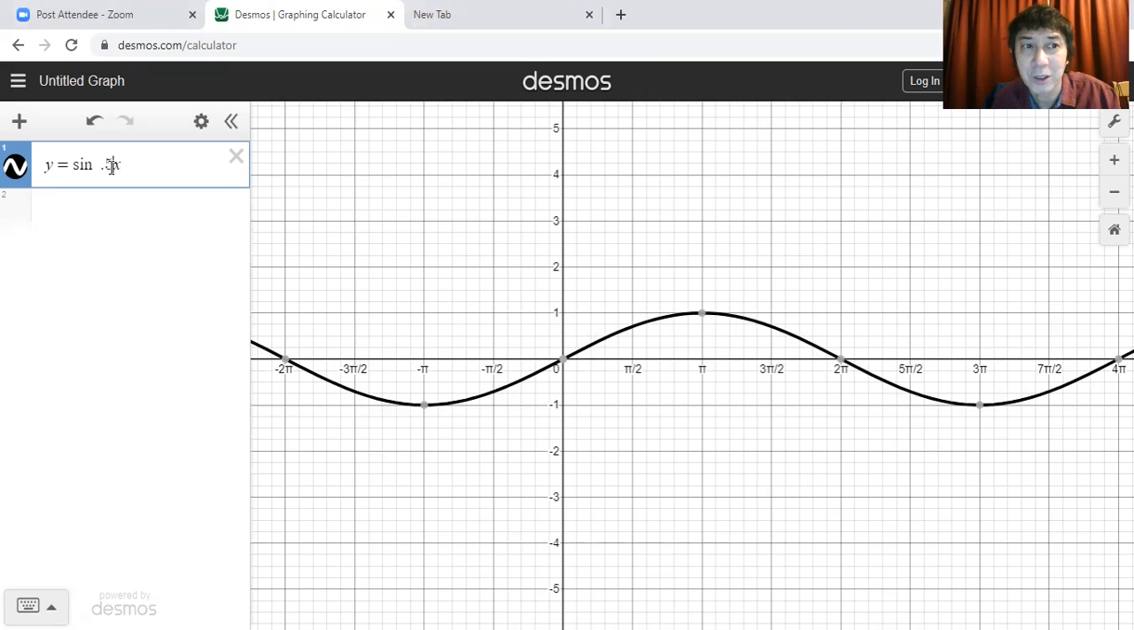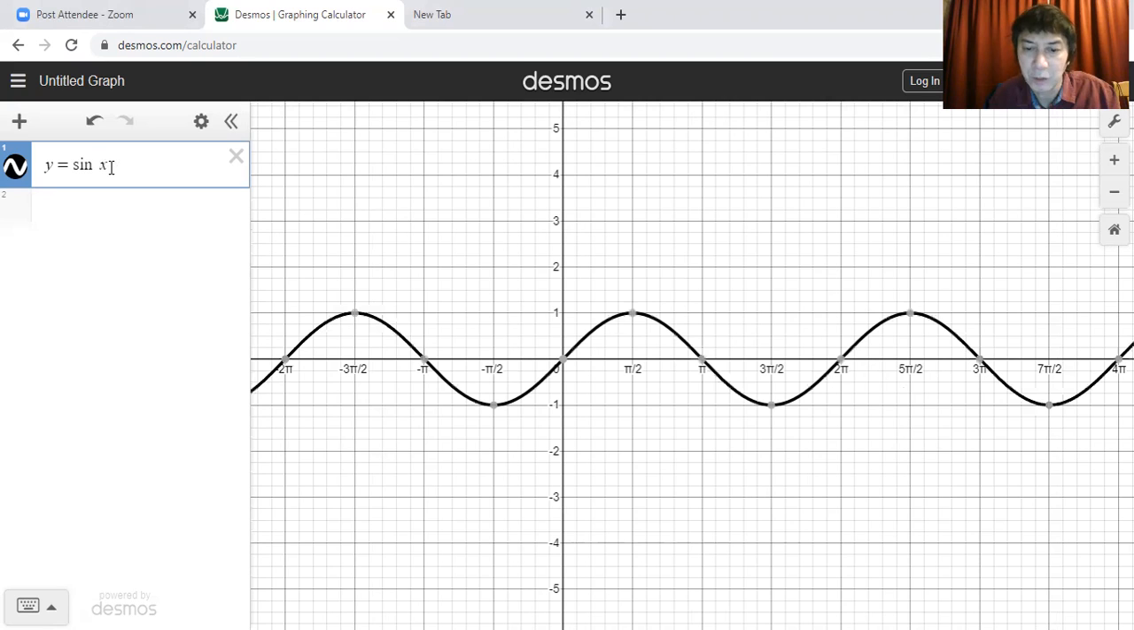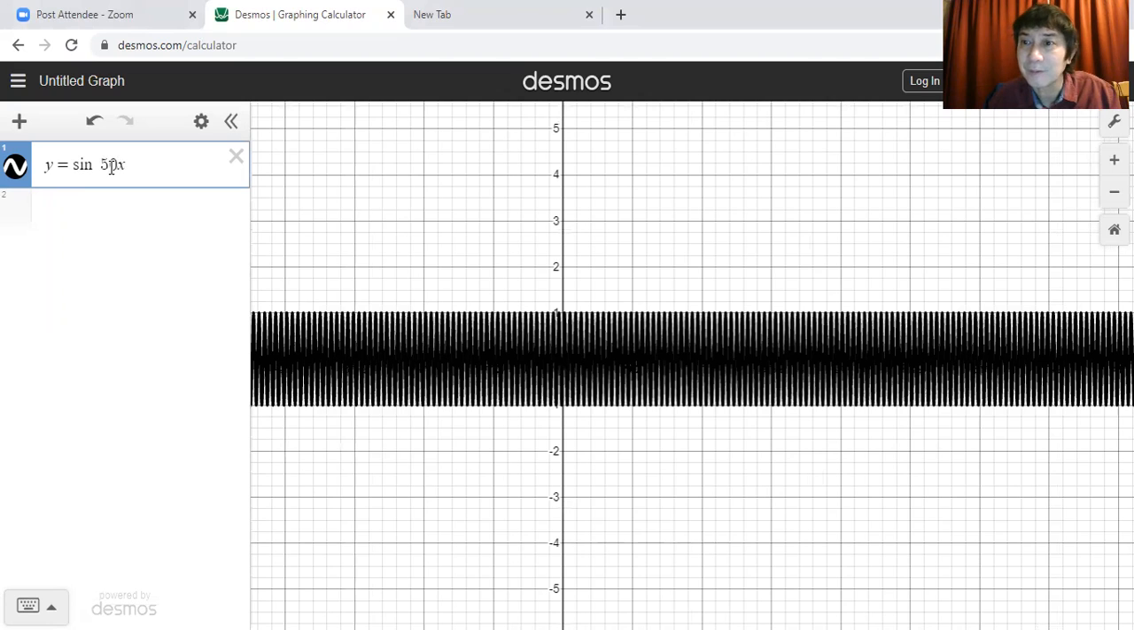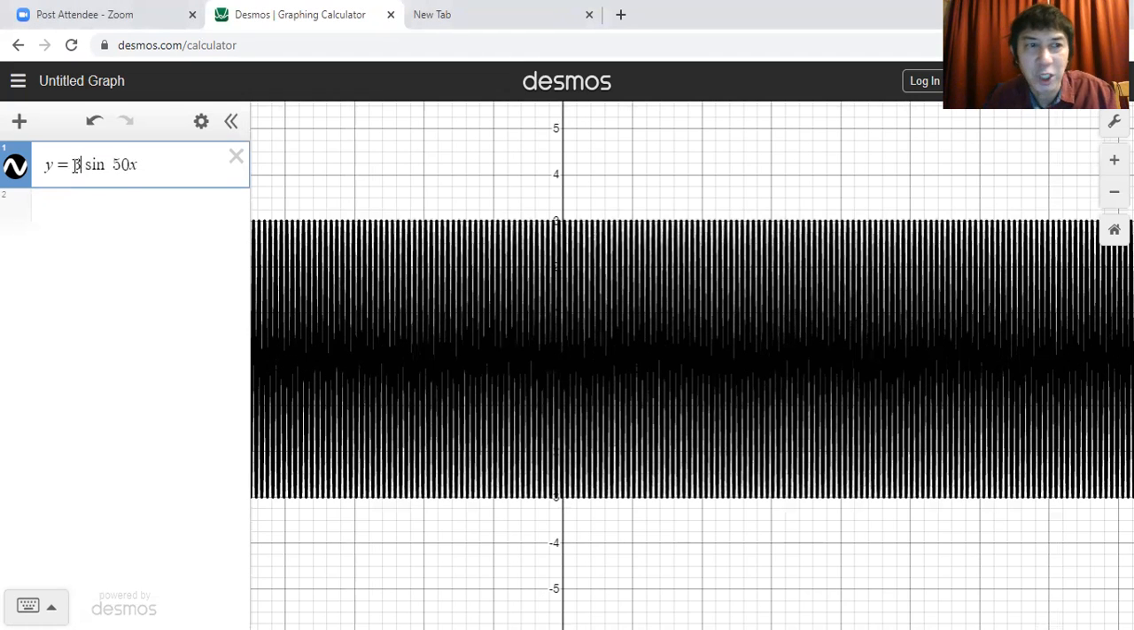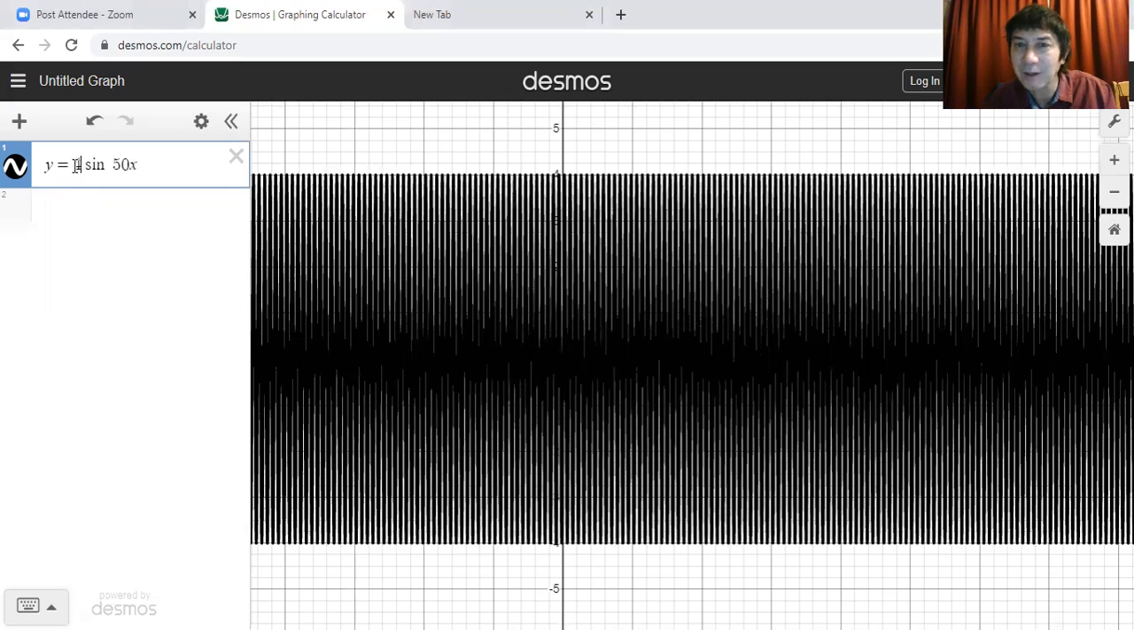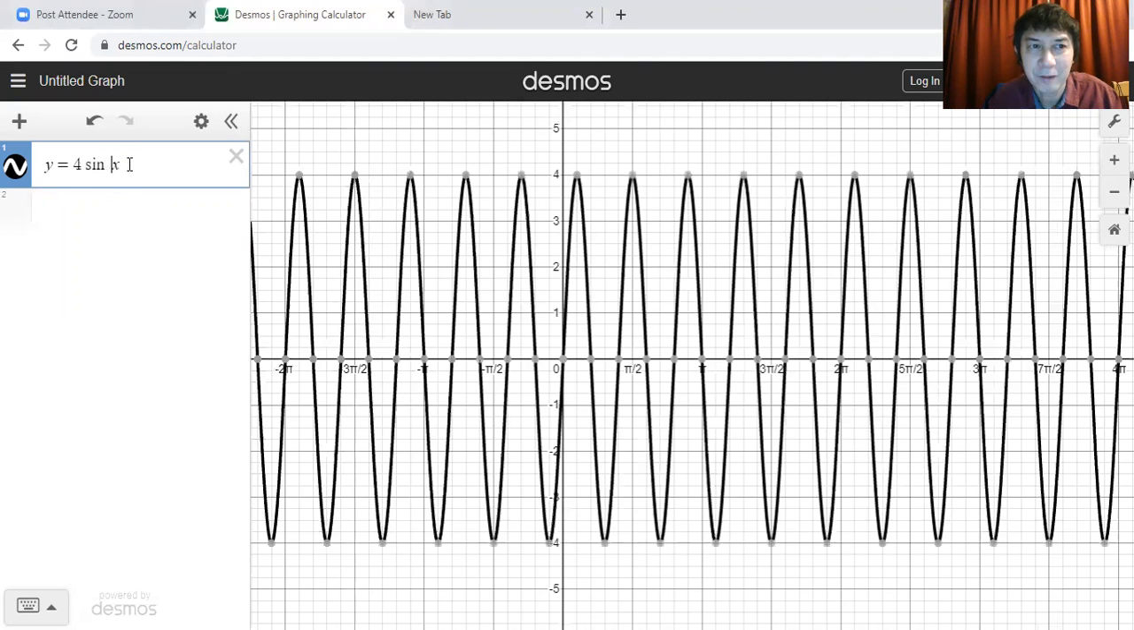So if you make this number more than 1, you will have a high frequency. Say I put 50 there. That will be a very high frequency. Now if you add something in front of the word sine, say 2, you will have a higher amplitude. If you change that to 3, or 4, then the magnitude changes. That is for the amplitude. Let's go back to coefficient 1.